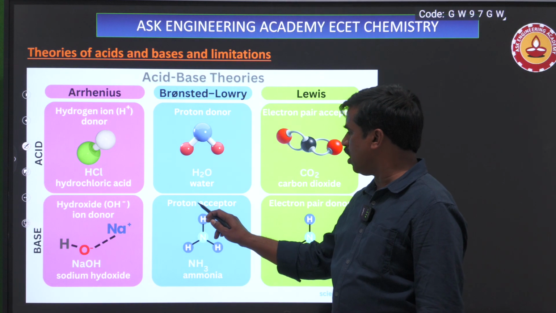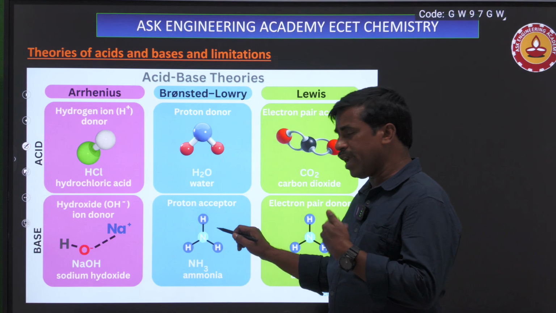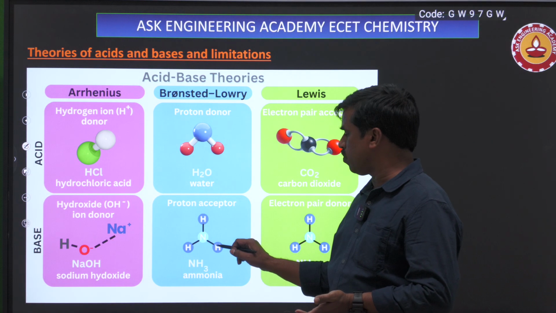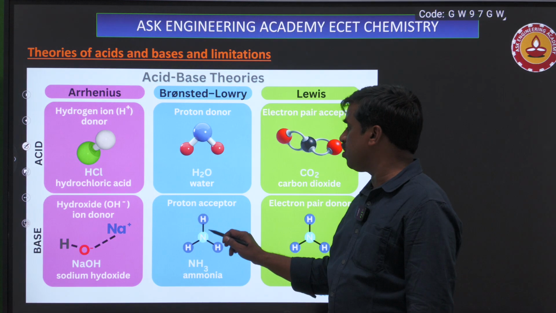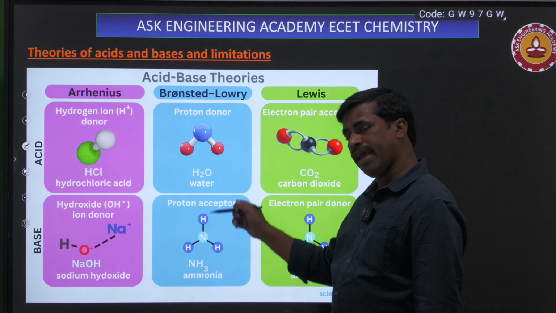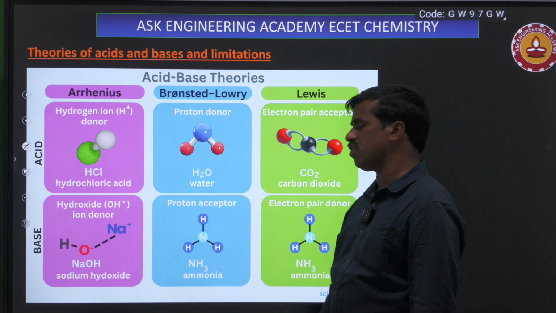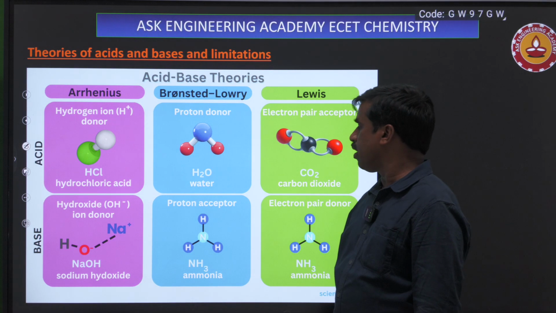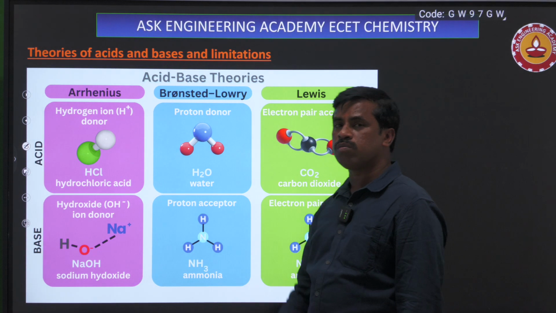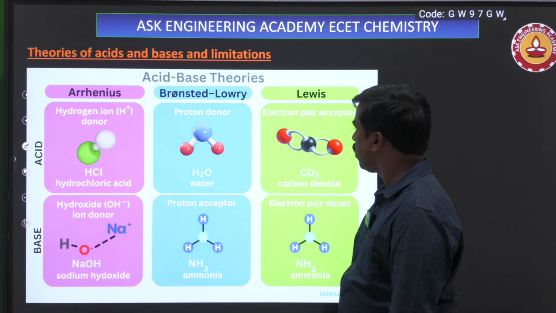Here, proton acceptor: whenever a substance accepts a proton from other chemical compounds, it is said to be a base. NH3 will accept protons easily towards itself. Here NH3 can act as a proton acceptor. Then it is said to be a base according to Bronsted-Lowry.